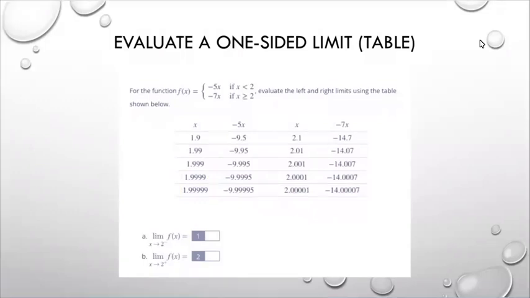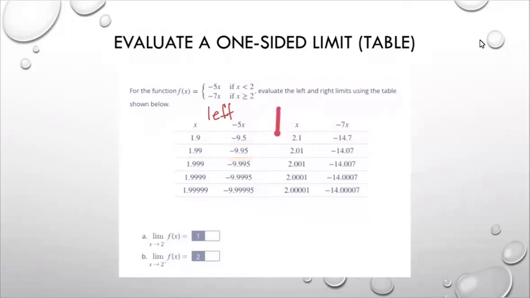So this in here, it's our left. We have x values that are smaller than 2, right? And because the values are smaller than 2, we are using this minus 5x to evaluate our function. So when x equals 1.9, negative 5 times 1.9 will give me negative 9.5. Negative 5 times 1.99 is going to give me negative 9.95, and so on.